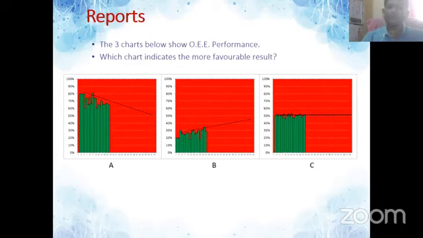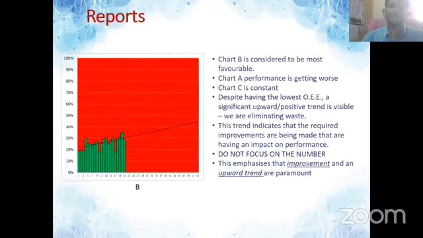So which chart indicates the more favorable results? This chart shows the most favorable results, because there is an upward trend that can be seen in this report.